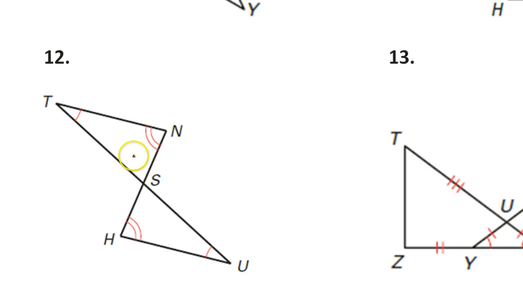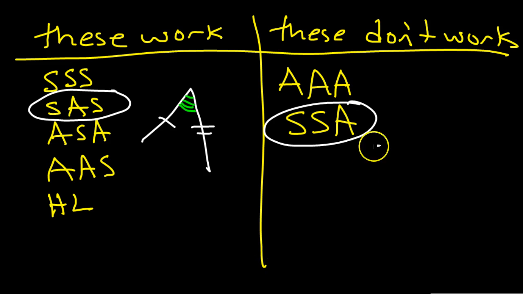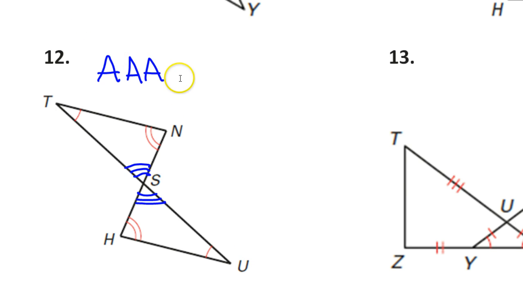Okay, look at this one. Again, we have vertical angles, which are always equal. But I have no sides. So this would be angle, angle, angle if there were such a postulate as that. But angle, angle, angle is one of the things that doesn't work. So instead of putting angle, angle, angle, which does not exist, we're going to put none.